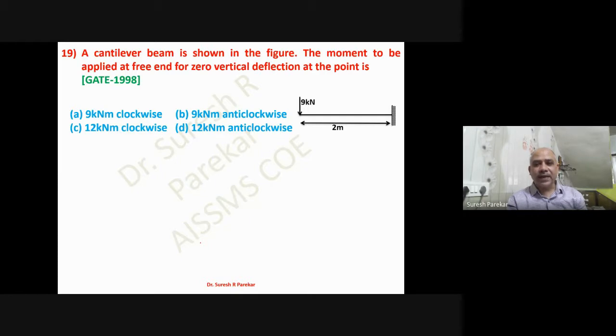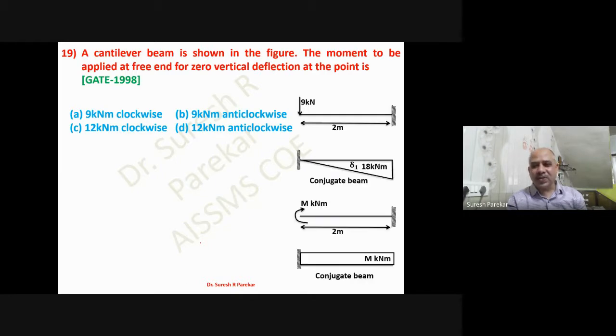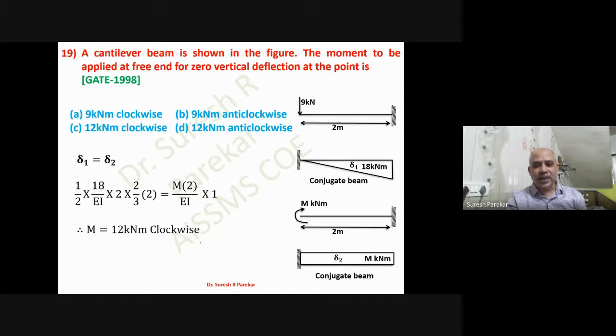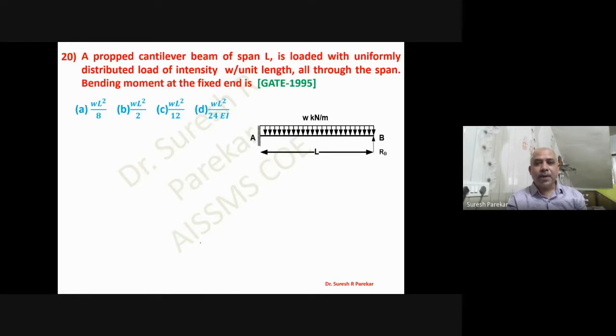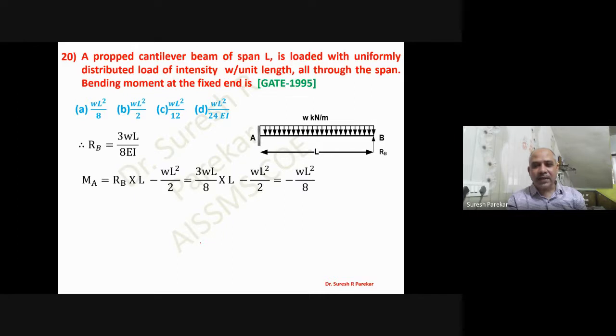Then a propped cantilever, and here again in the same fashion, you can see we have calculated this, and then by taking moment we are going to get this M, that will be 12 kilonewton meter, but clockwise, because due to clockwise it will go up. Answer. Then a propped cantilever, and here we are interested in finding the bending moment at the fixed end. We know that RB is 3WL upon 8, which we have already calculated. Take moment about A. We will get minus WL square by 8. That is anti-clockwise. So option is A.